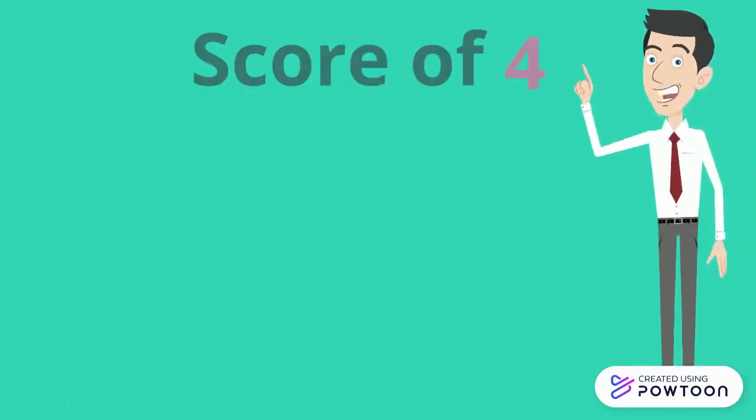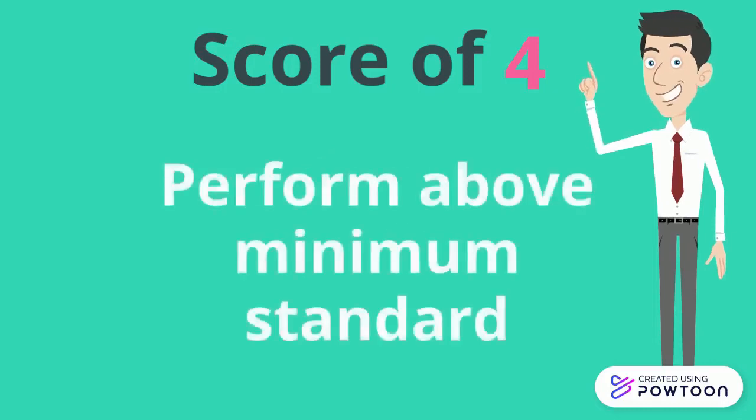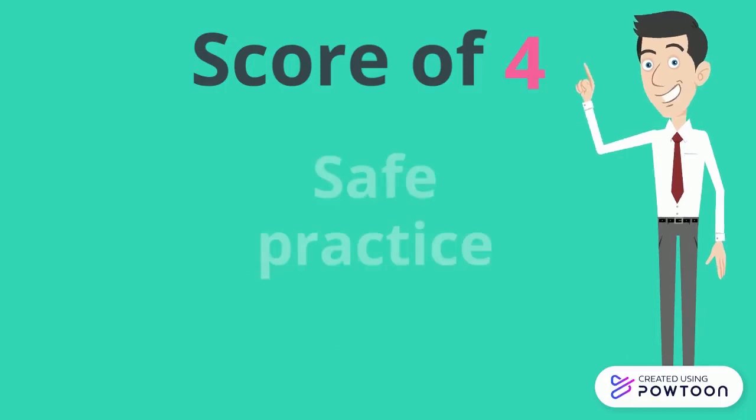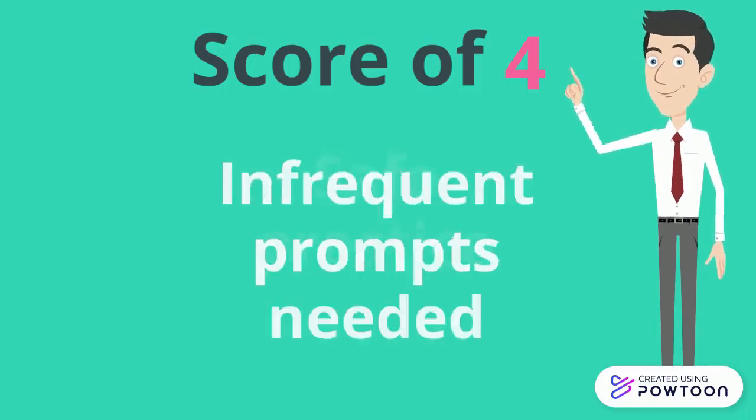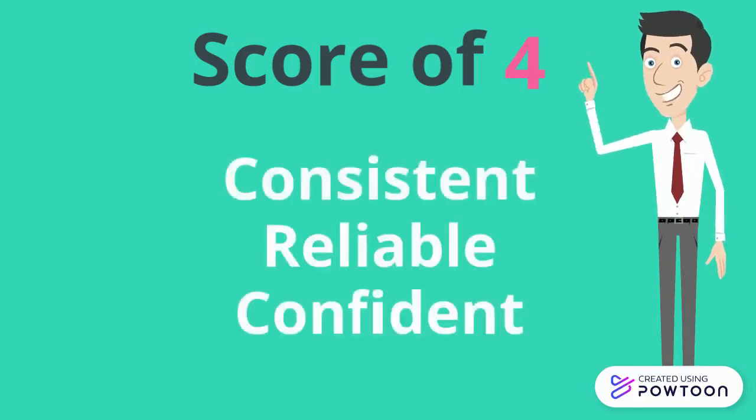To score a 4 on the ANSAT, you would have to be comfortable and perform above the minimum standard in respect to a given item. The practice would have to be performed to a safe standard with infrequent supportive cues required. Your performance would also have to be consistent, reliable, and confident.